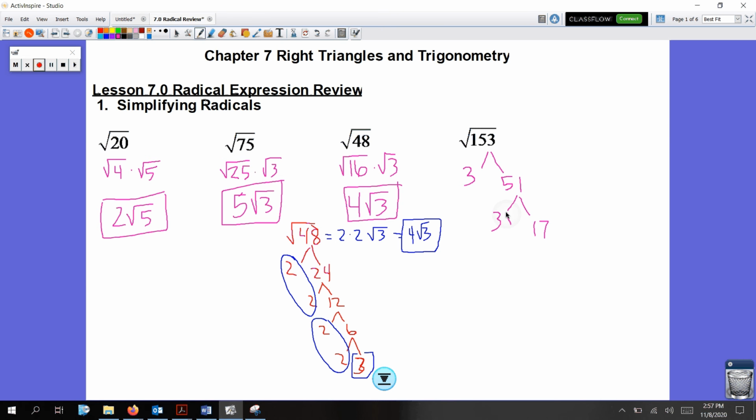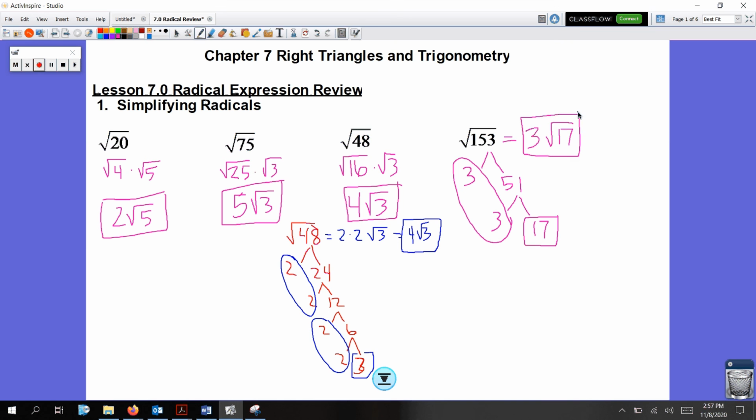I do have a pair of 3's, however. So that means 1, 3 comes out front. And this spare 17 stays in the radical. So square root of 153 simplifies to 3 root 17.